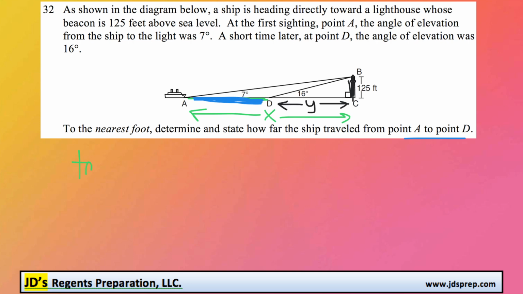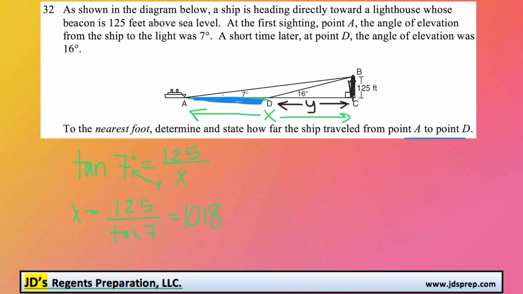So tan of 7 degrees, because 7 degrees is the angle of the larger triangle, is going to equal the opposite distance, 125, over the adjacent length, which we've labeled as x. So to solve for x, we're going to switch the positions of these around. So x will be 125 divided by tan of 7. And if we're rounding that to the nearest foot, it would be 1,018.